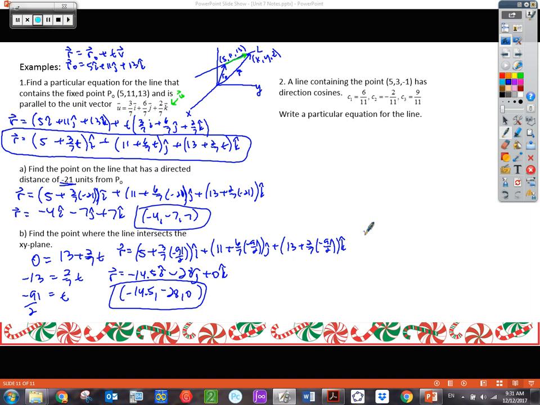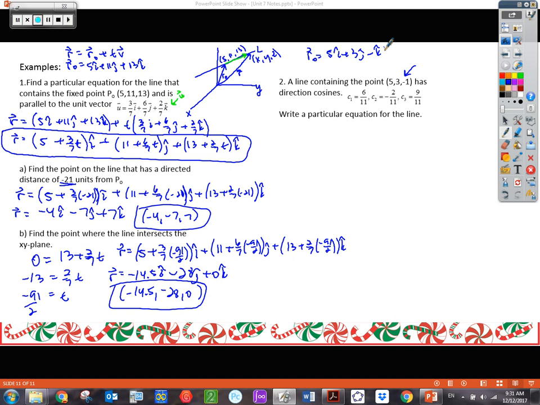All right, so our last problem. We have a line that contains the point (5, 3, negative 1) and has direction cosines. So we're kind of blending yesterday's lesson with today's lesson. What do you think this point (5, 3, negative 1) is going to do for us? How's that going to help us? Isn't that our r naught, our vector to a particular point? So r naught is going to be 5i plus 3j minus k.